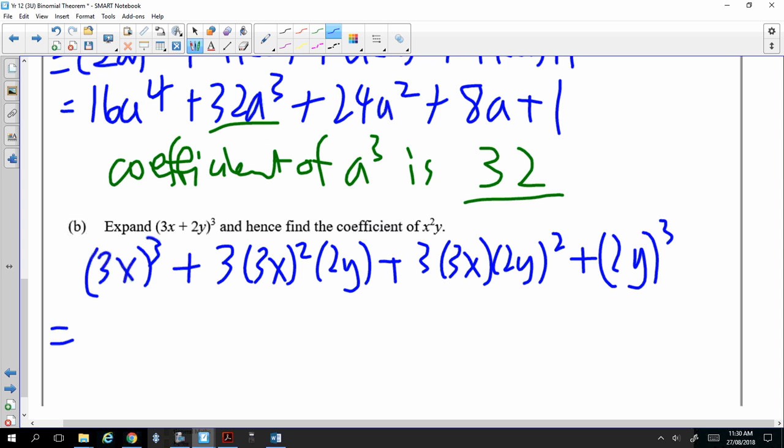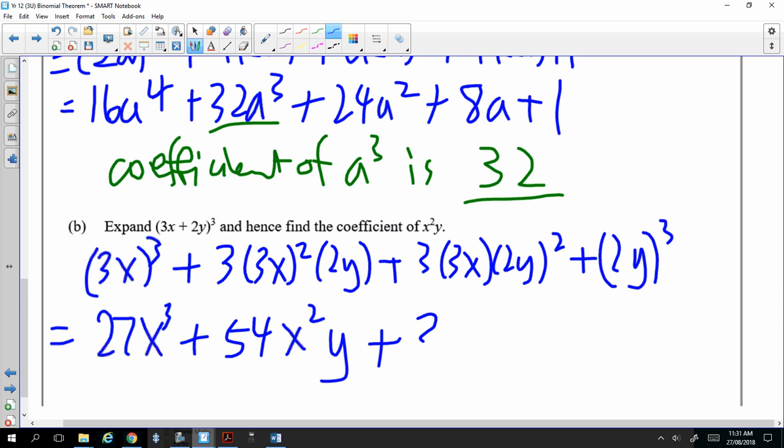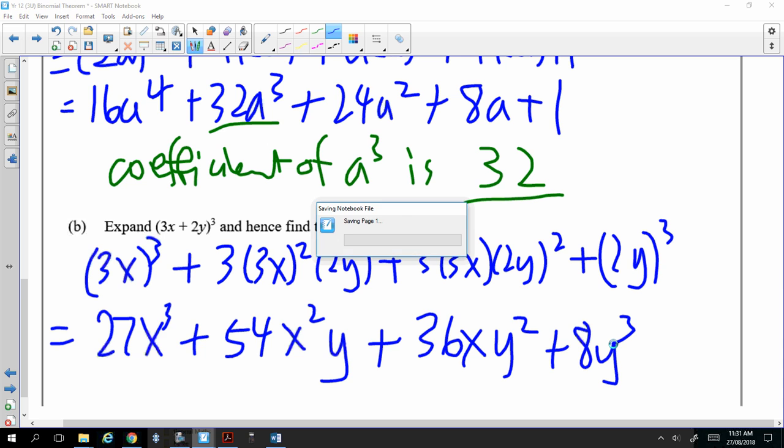Right, let's continue. What do you get? You get 27x cubed plus 27x squared, double it 54y plus 4 times 9, 36, plus 8y cubed. Okay? I might have done it wrong. Hang on. 2 times 27. Because that's 3 squared is 9. 9 times 3 is 27. 27 times 2 is 54. Okay, done. Alright, next page.